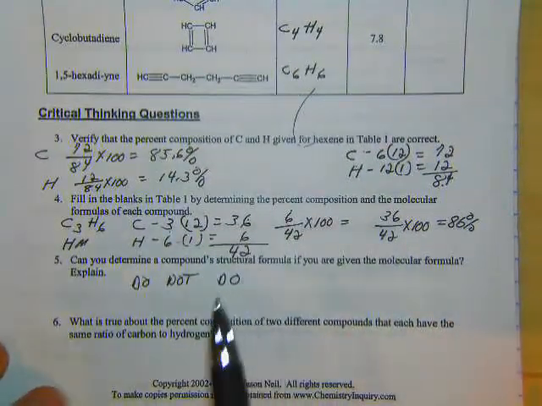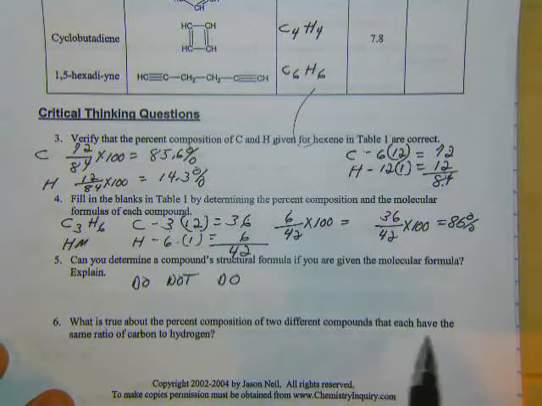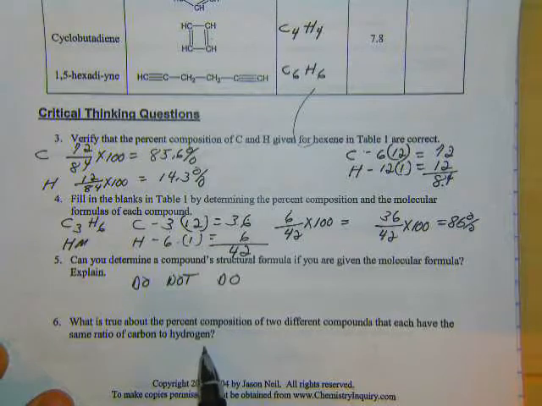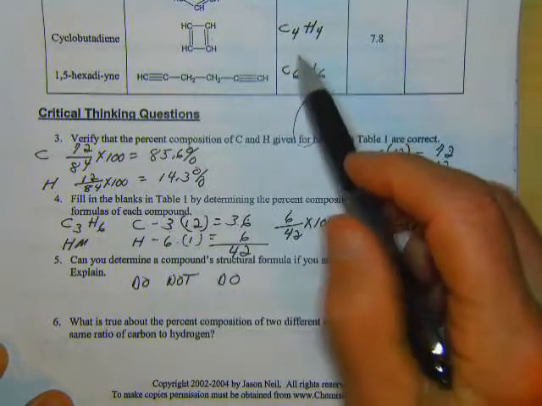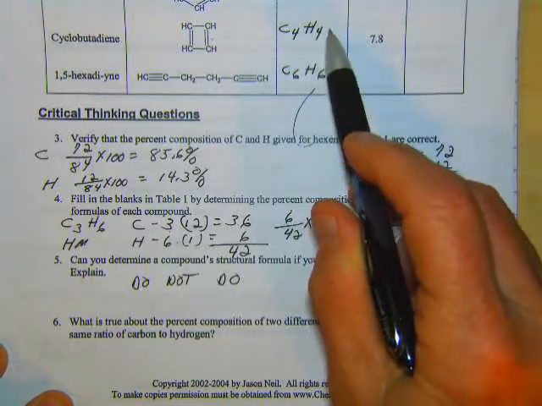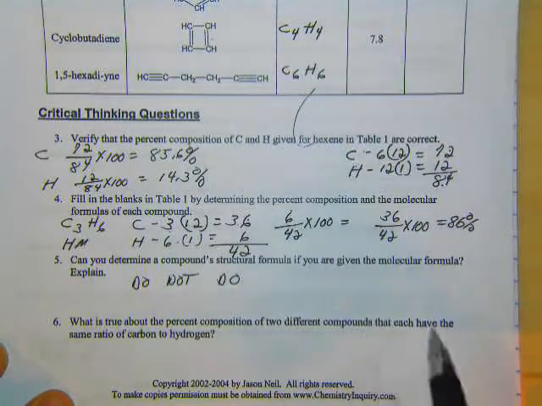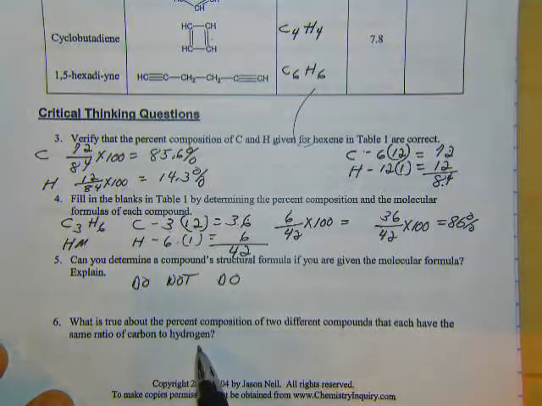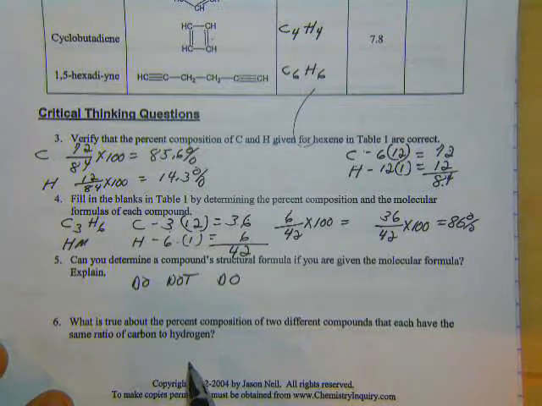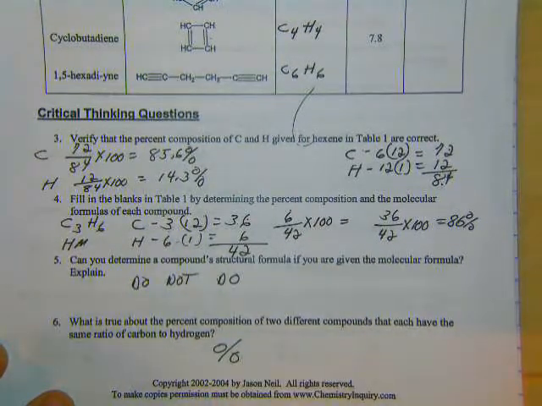Number 6. What is true about the percent composition of 2 different compounds that each have the same ratio of carbon to hydrogen? Well, if we look at this one, this is 1 to 1, this one's 1 to 1, and this one is 1 to 1. Same ratio of carbon to hydrogen. You can probably guess that if they have the same ratio, they're going to have the same percent. So we can leave that there.